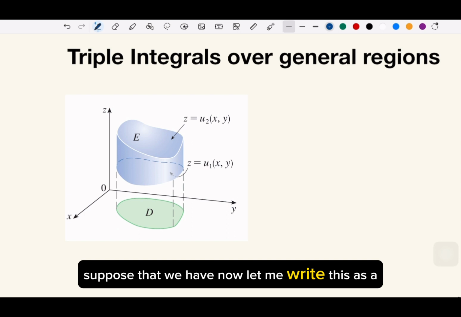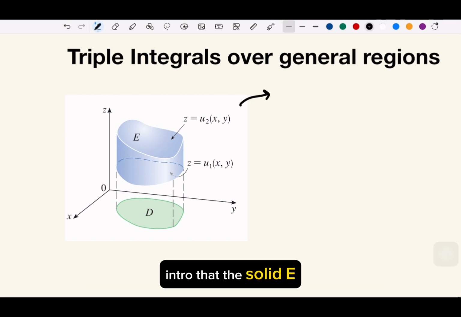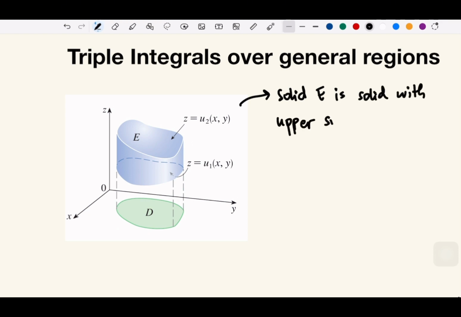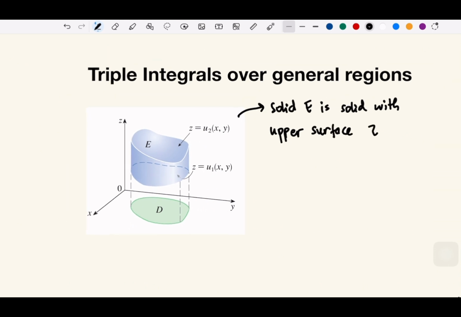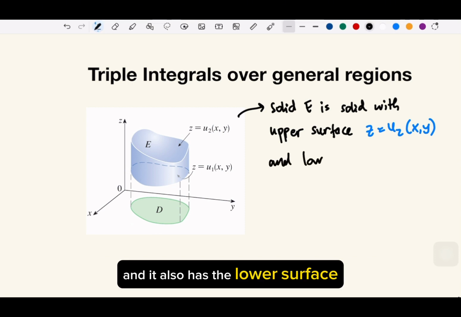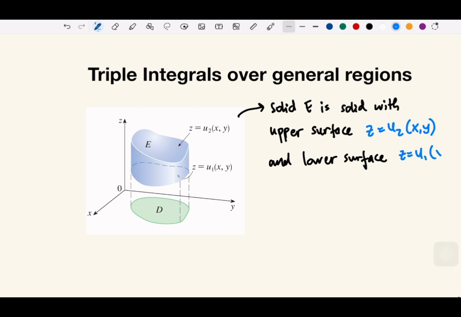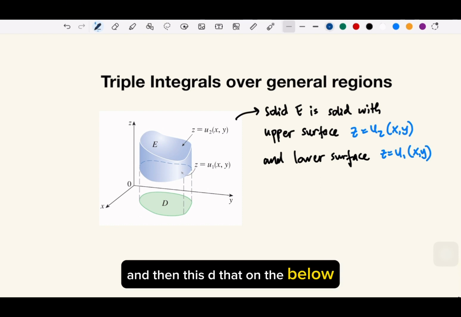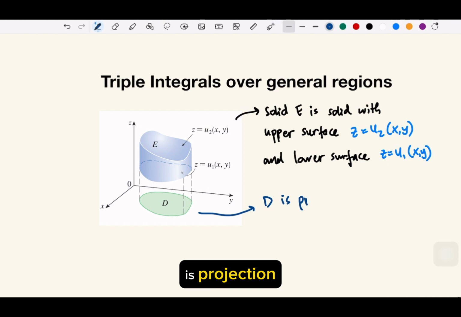Suppose that we have, now let me write this as an intro, that the solid E is a solid with upper surface z equal to u2 of xy. So this is a function of xy for z, and it also has the lower surface, which is u1, also a function of xy. And then this D on the bottom is the projection of E on the xy plane.